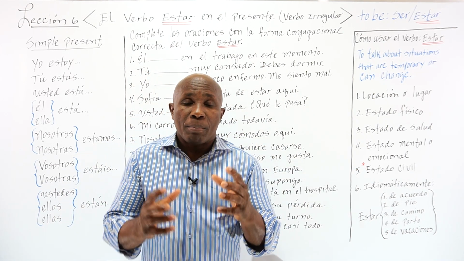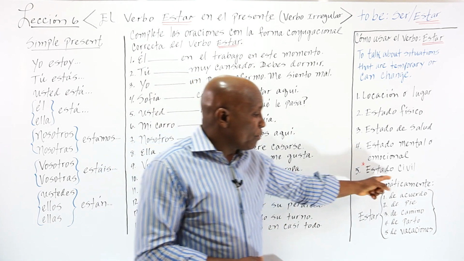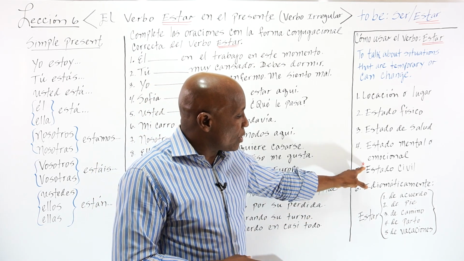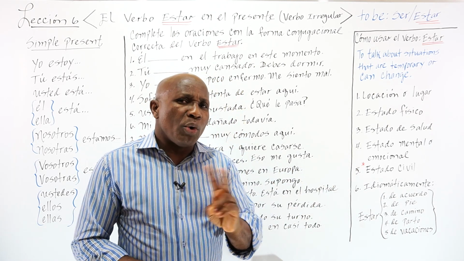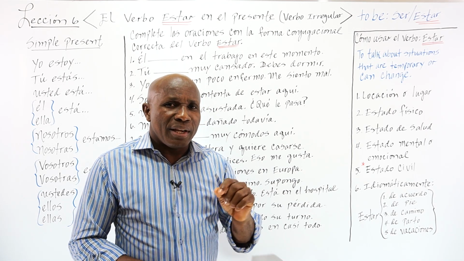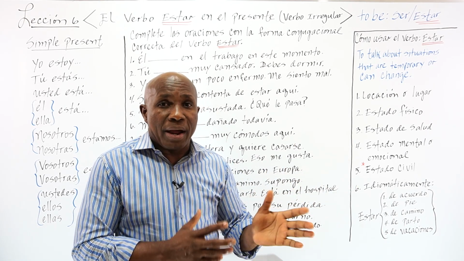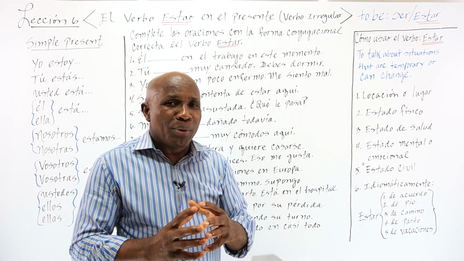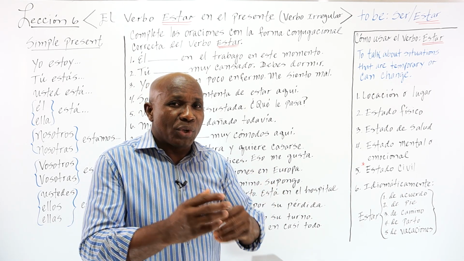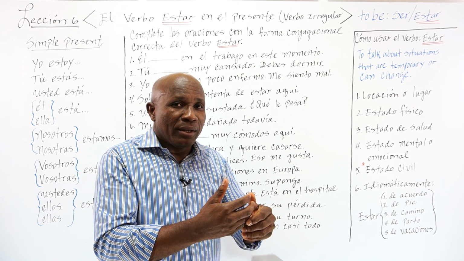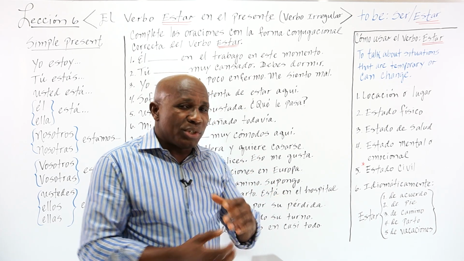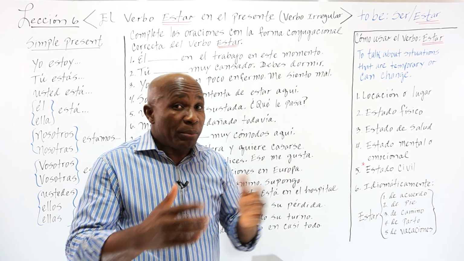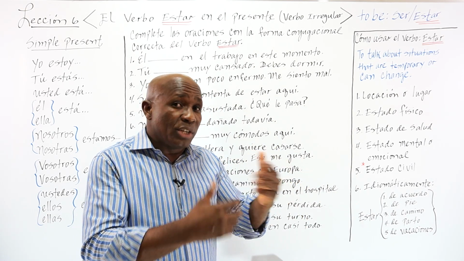To talk about marital status, we also use the verb estar. In this case, I need to stop because I put an asterisk over here, because you can use both. You can say, yo soy casado, for example, I am married, or yo estoy casado. Now the difference is the context. Remember, ser is to talk about permanent situations, situations that do not change. Unlike estar, which is to talk about temporary or momentary situations that can change over time.